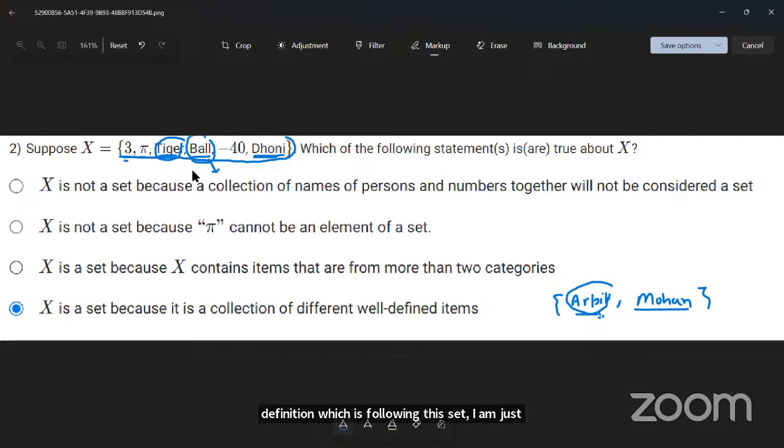So now tell me whether this particular thing is a set or not. It is a set, because I am introducing it by elements, one by one. So now you can see which one is the correct option.